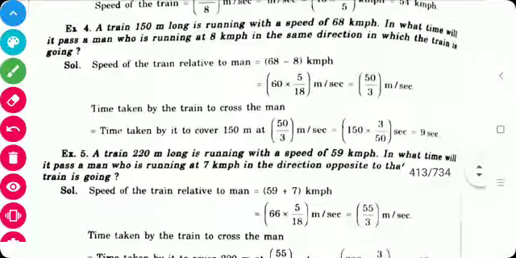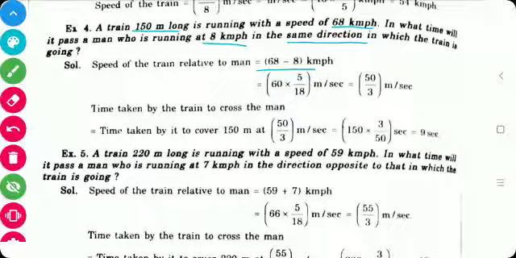Next problem is, a train 150 meter long is running with a speed of 68 kilometer per hour. In what time will it pass a man who is running at 8 kilometer per hour in the same direction in which the train is going? So both the man as well as the train are going in the same direction. So the relative speed of the train is the subtraction of their speeds. So it is 68 minus 8, which is 60 kilometer per hour.